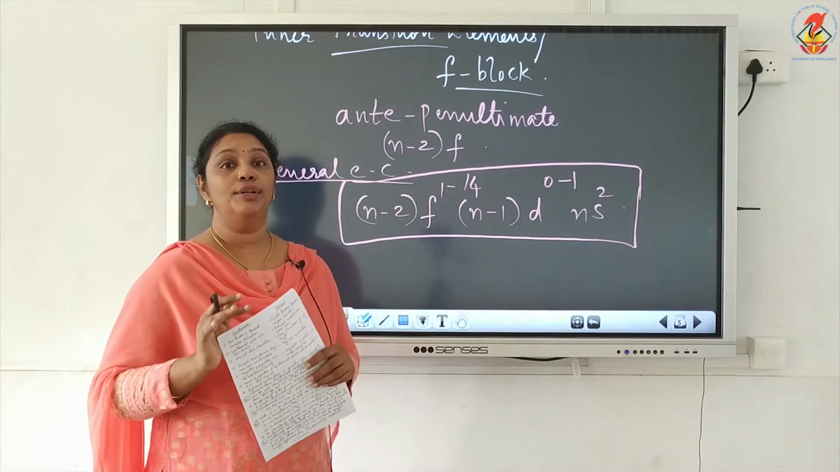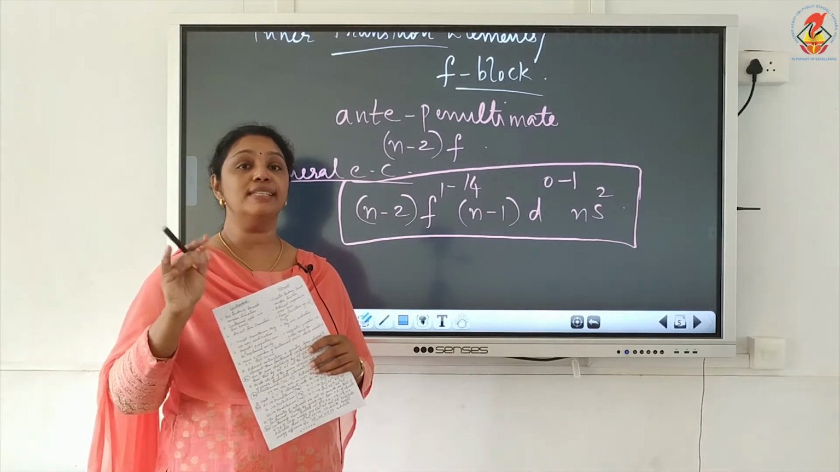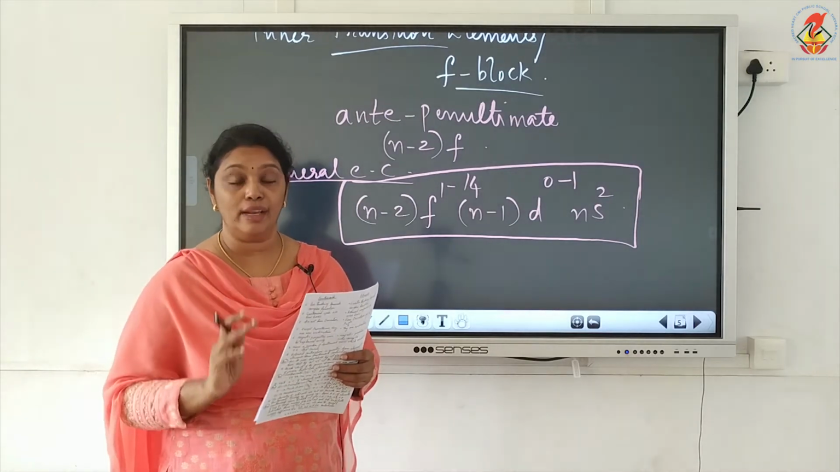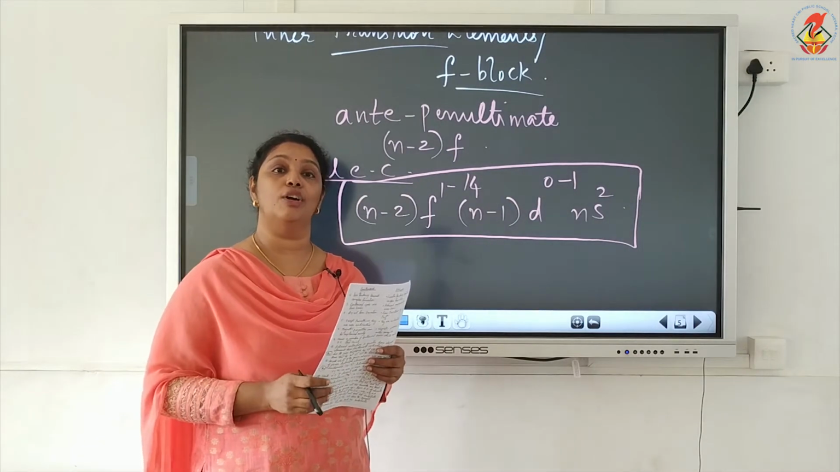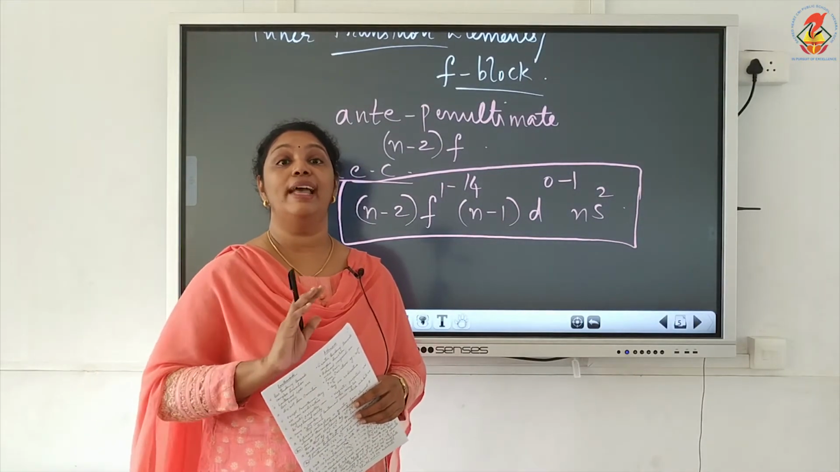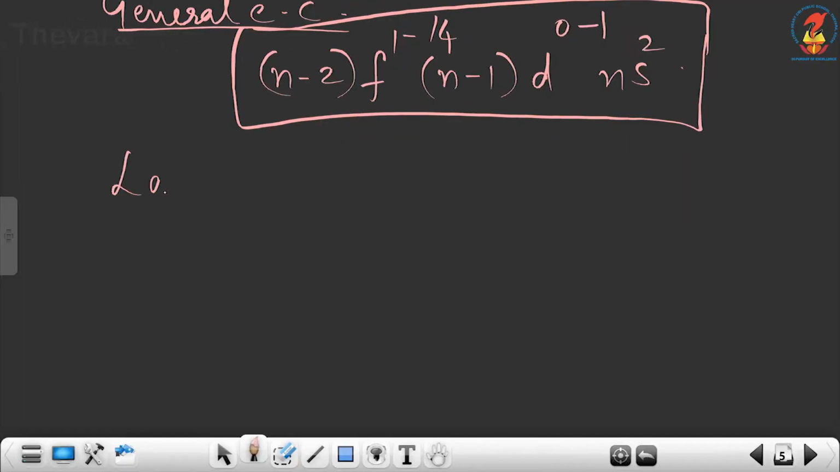Now I told you the F block elements are divided into two series, the 4F series and 5F series. The 4F series are also called lanthanoids and the 5F series are called actinoids. So in this video we will discuss the lanthanoids. Next we are going to see about lanthanoids.